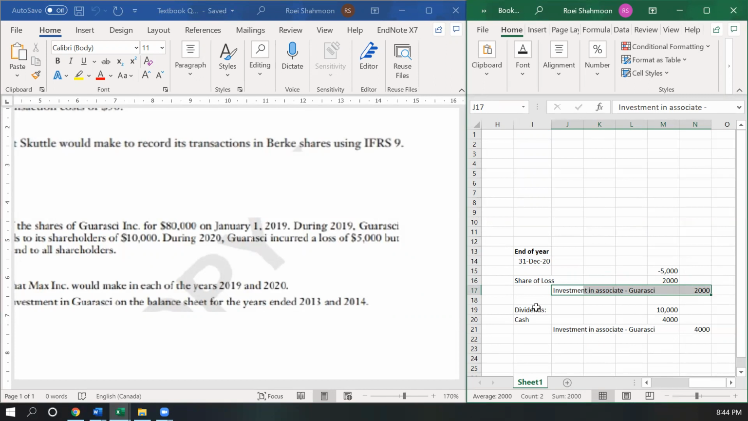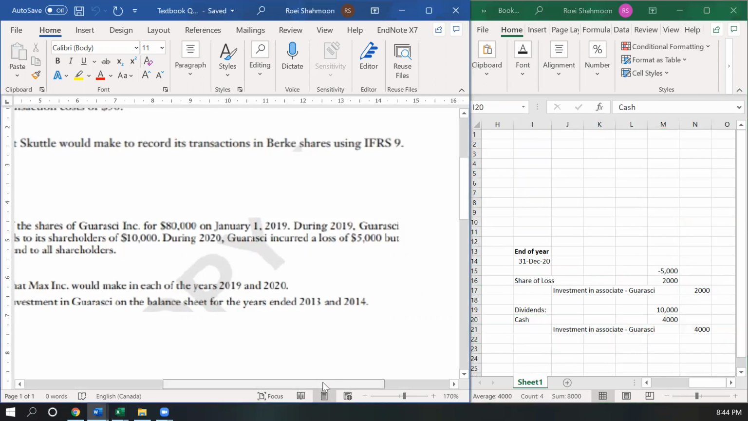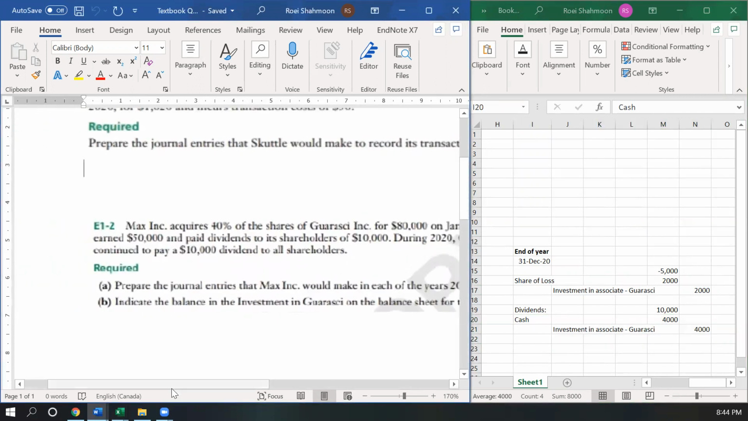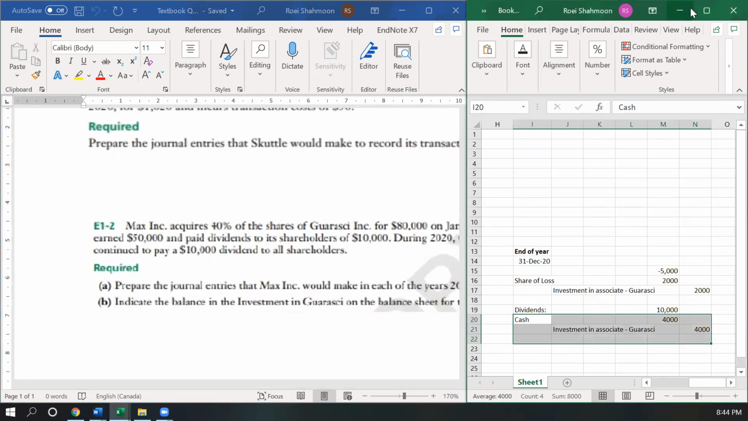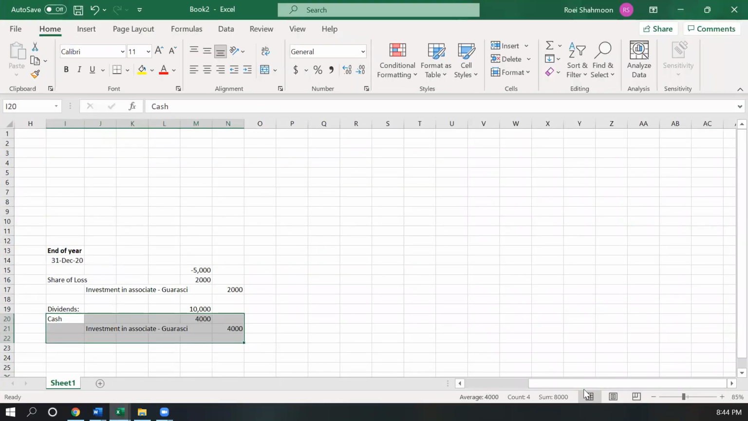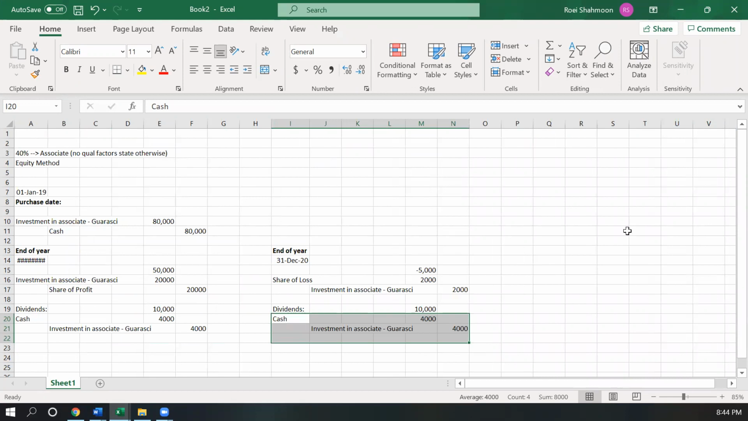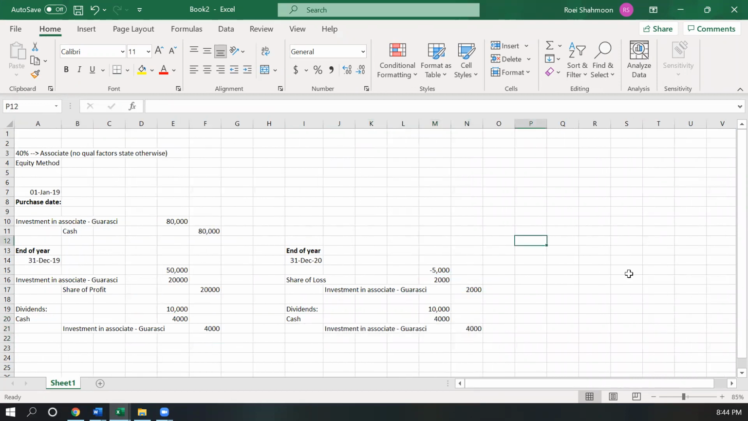As for the dividends, that stays the same. We pay the exact same amount. If we see here, we pay again $10,000. So that's all of our journal entries, actually. If I zoom out, these are all of our journal entries. But we're not done. They ask us to find the balance of the investment account.